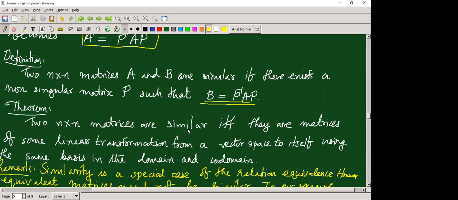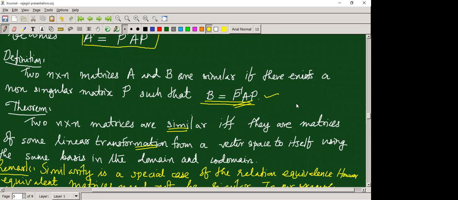So you take two matrices. When we say that they are similar, we know that the definition is actually this one: if there is an invertible matrix P such that B is equal to P inverse AP. But from the study of equivalence of matrices, we have seen that this leads to the following result: they are matrices of some linear transformation from a vector space to itself using the same basis in the domain and codomain.